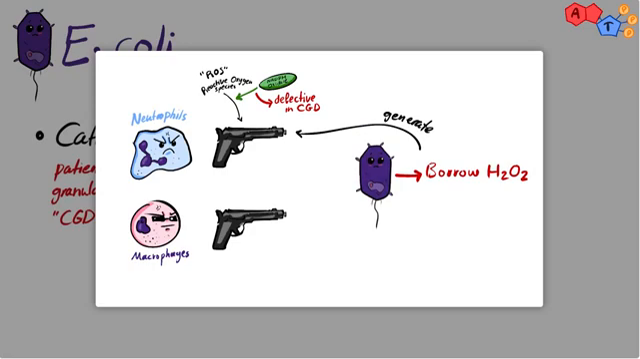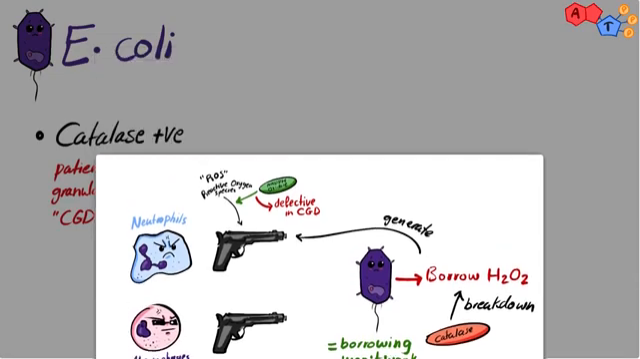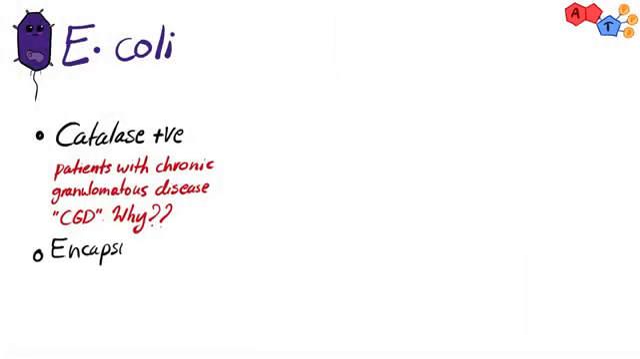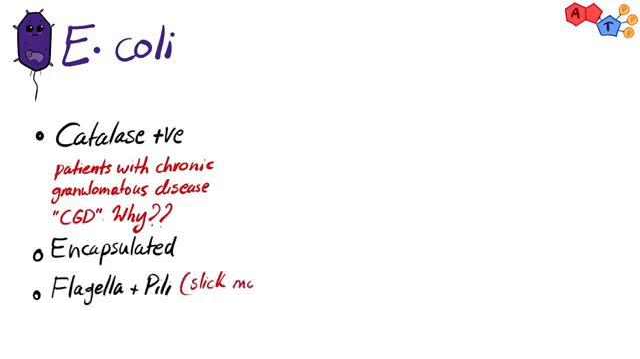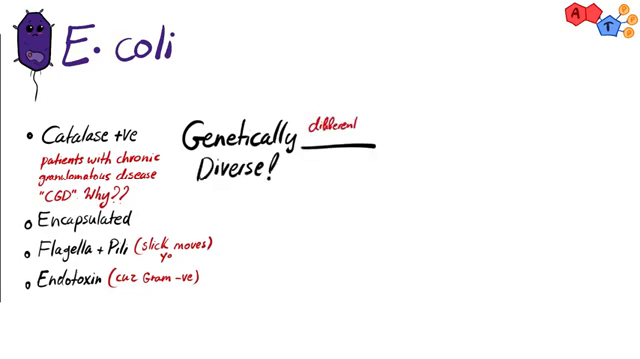But if the bacteria has the catalase enzyme, then this borrowing mechanism will not work, since catalase enzyme will break down any hydrogen peroxide in the bacteria, which will make the patient susceptible to catalase positive bacteria. E. coli is also encapsulated, meaning it has a capsule, and it also has flagella and pili for movement and adherence. Lastly, he has endotoxin, since he's a gram-negative bacteria, and also E. coli is very genetically diverse and can be differentiated into serotypes based on differences between three antigens.